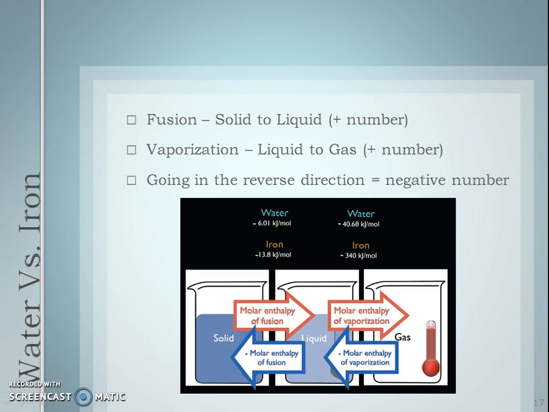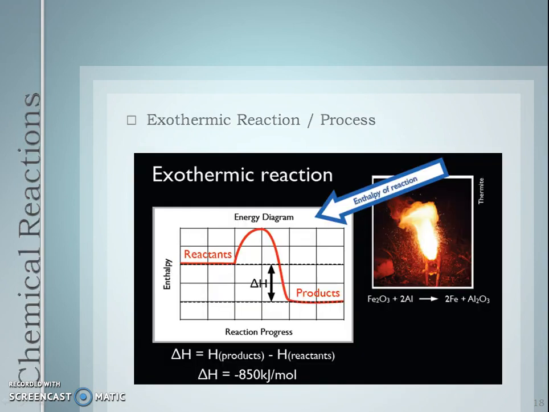So we want to remember the words fusion and vaporization. Fusion is really your solid to liquid, and vaporization is your liquid to gas, or vice versa. And this should make sense to you, right? That delta H positive would be endothermic, and negative would be exothermic.